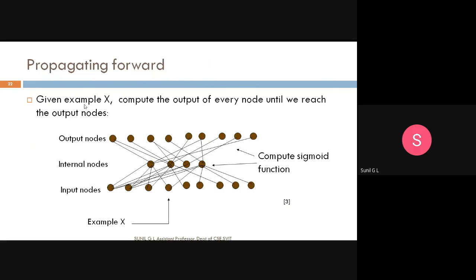Propagating forward: the output of the input layer will be the input to the inner layer. After the input layer we calculate the sigmoid. After applying the sigmoid function, its output will be the input to the internal nodes or hidden layers. We process that, calculate through the sigmoid function again, and the output of that sigmoid will be the input to the output node. Like that, the feed forward is executed.